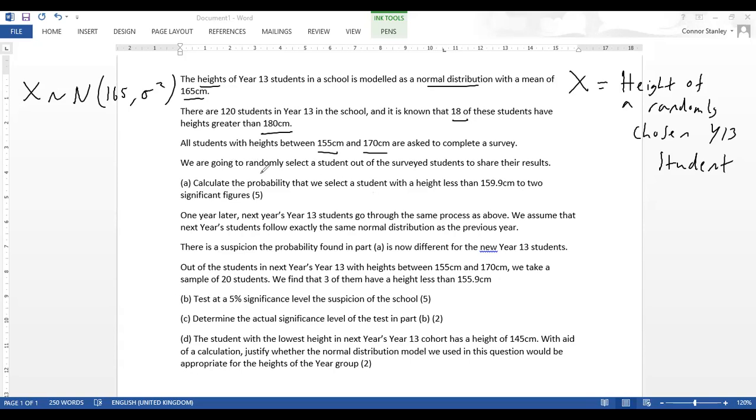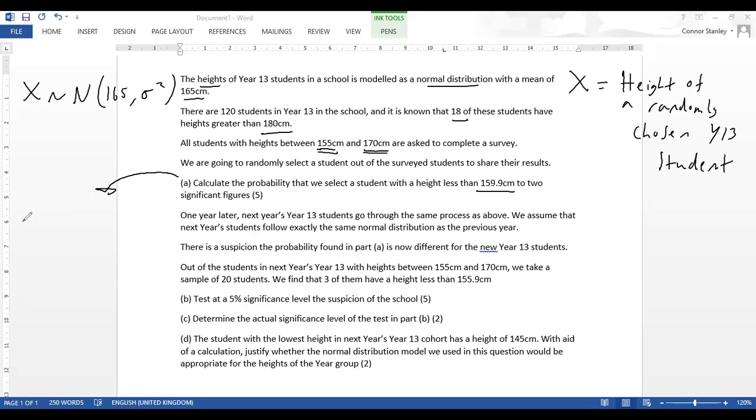I should have worded this question better. Actually, no, sorry, it's fine. Don't worry about that. Right. So the question says we're going to randomly select one of these students who have a height between 155 and 170. What is part A asking us for? It's basically saying, given that we select someone with a height between 155 and 170, what is the probability that we select someone with a height less than 159.9 centimeters? So this is a conditional probability question.